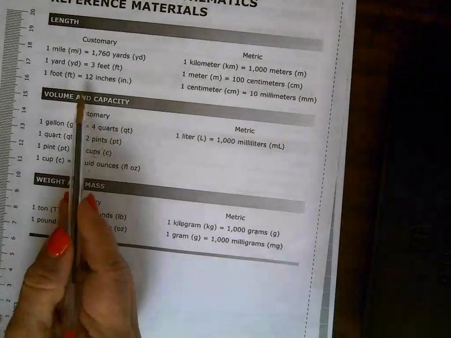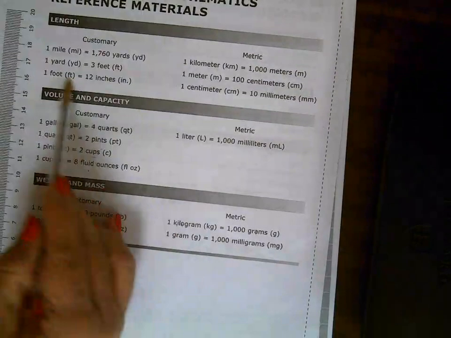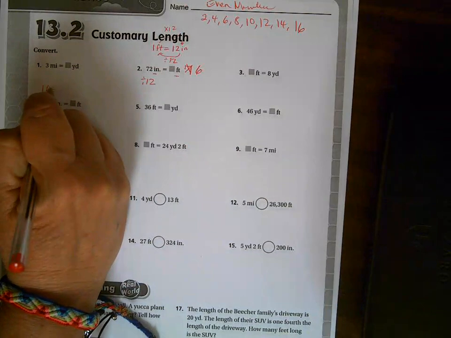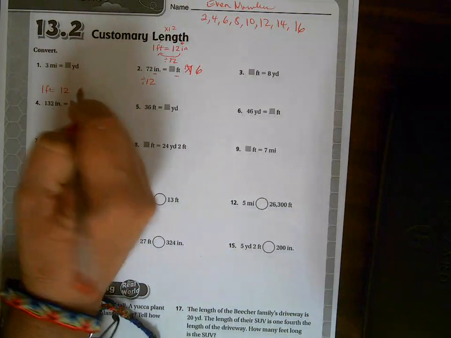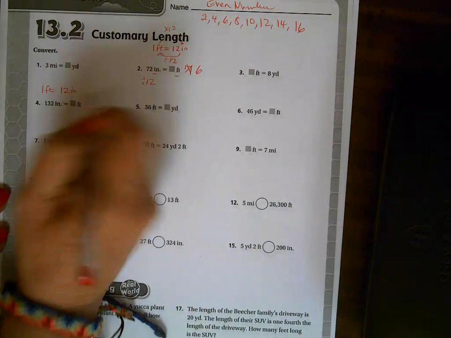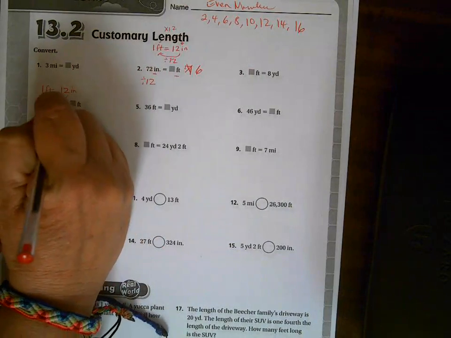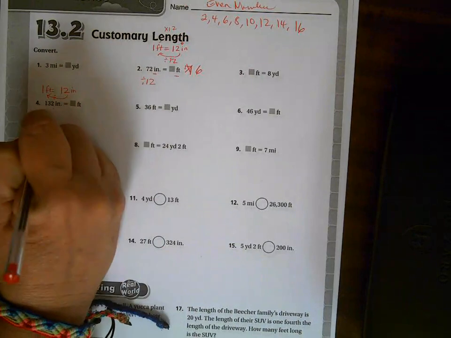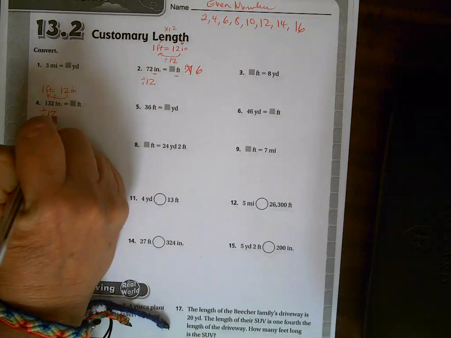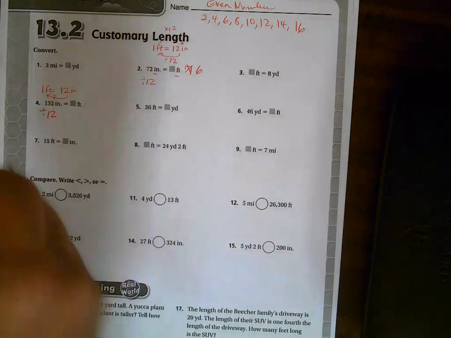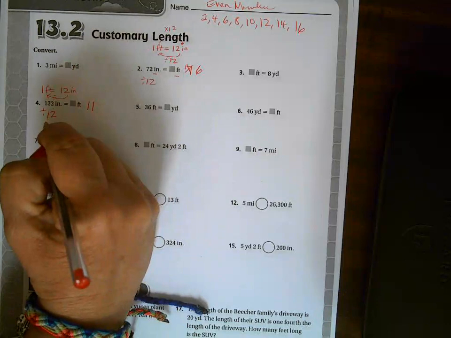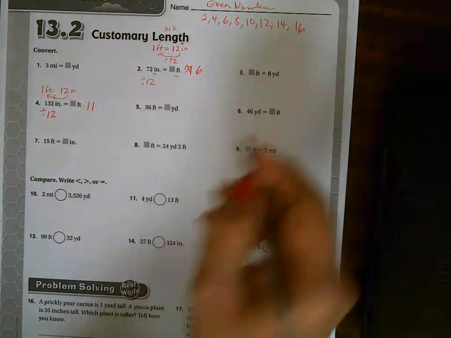And you see that you're going from inches to feet, or feet to inches, and I know that 1 foot equals 12 inches. Just like here, I'm going backwards, so I'm going to divide. So it's divided by 12. So 132 divided by 12, and that's 11, because 11 times 12 equals 132.